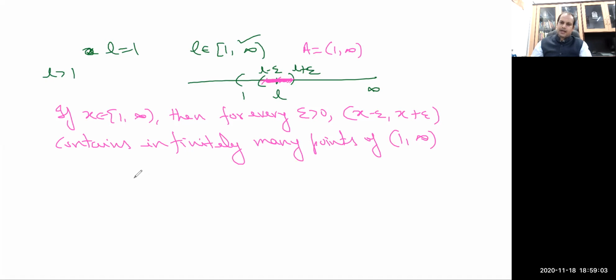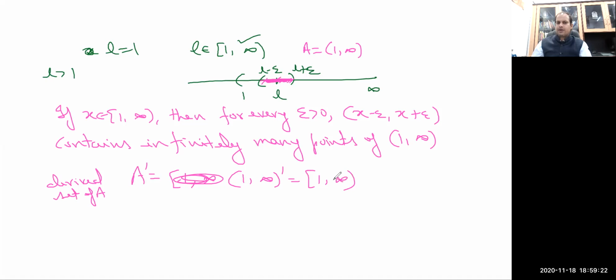So what will be the derived set of the set A? The derived set of this open interval 1 to infinity, A, is equal to the closed interval 1 to infinity.